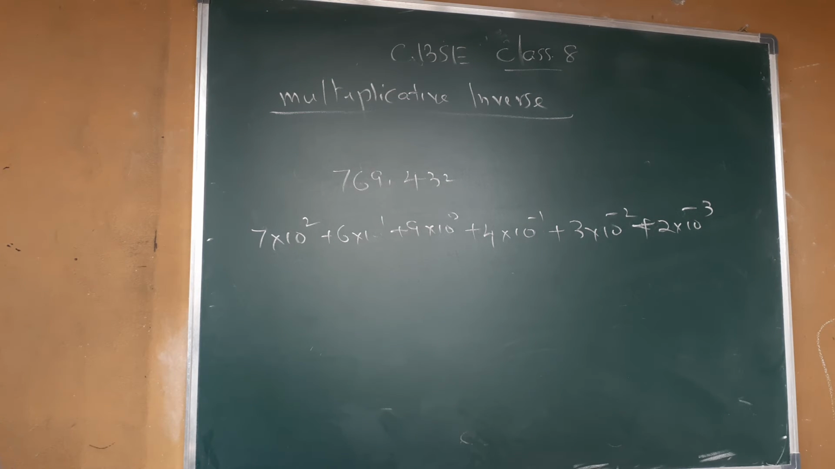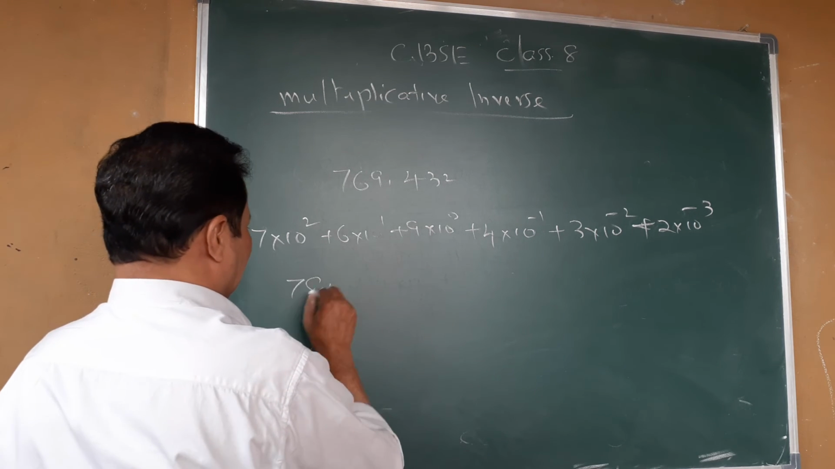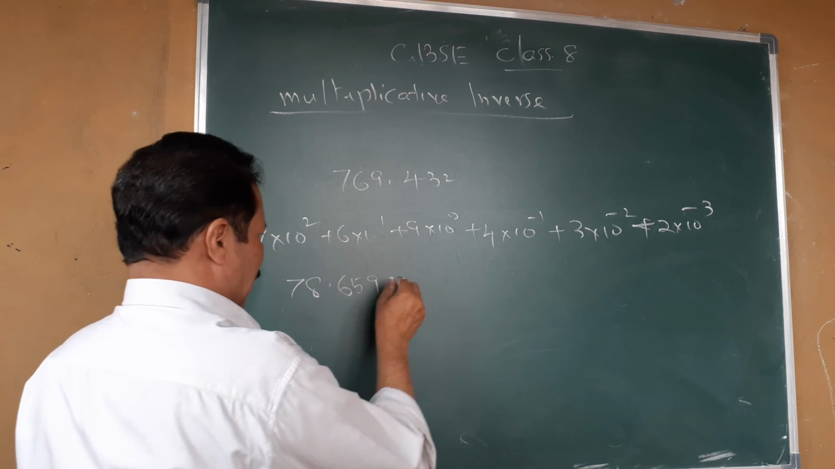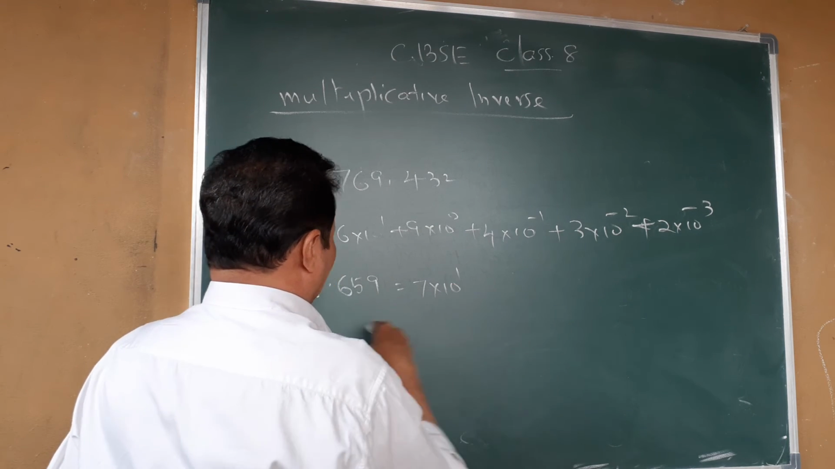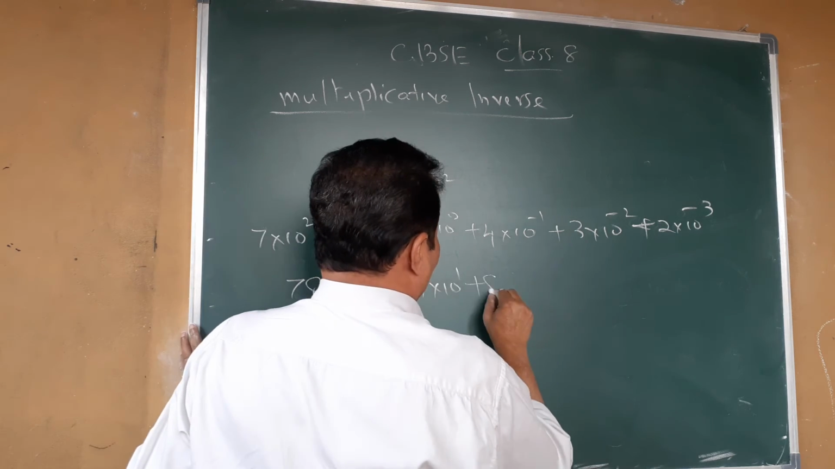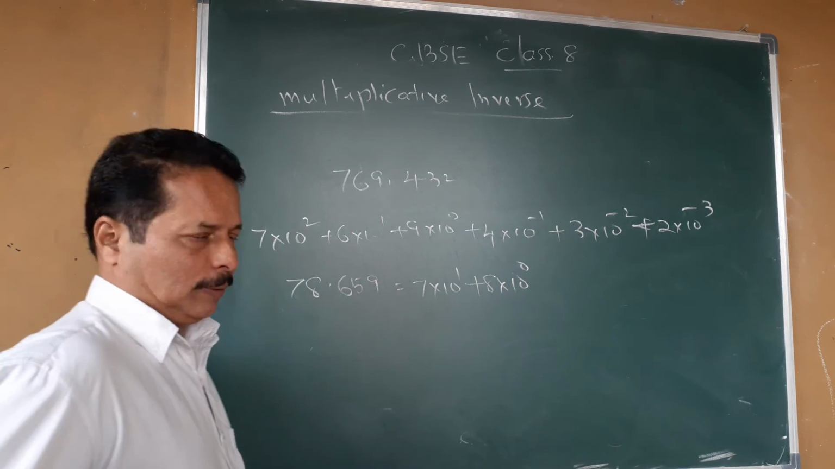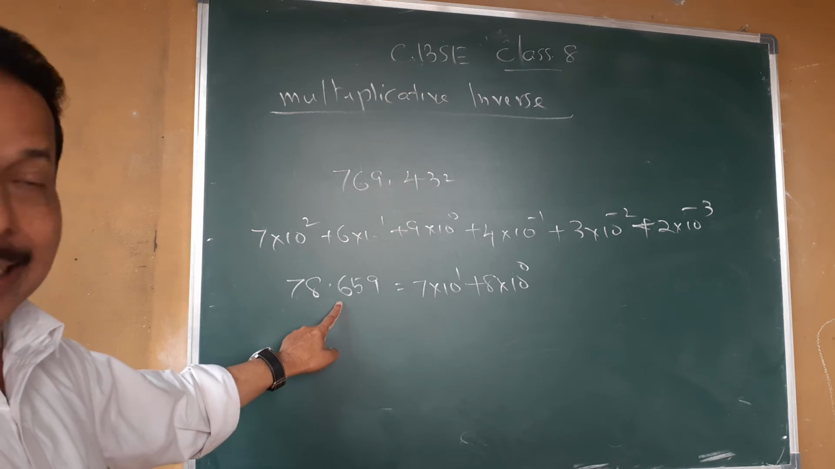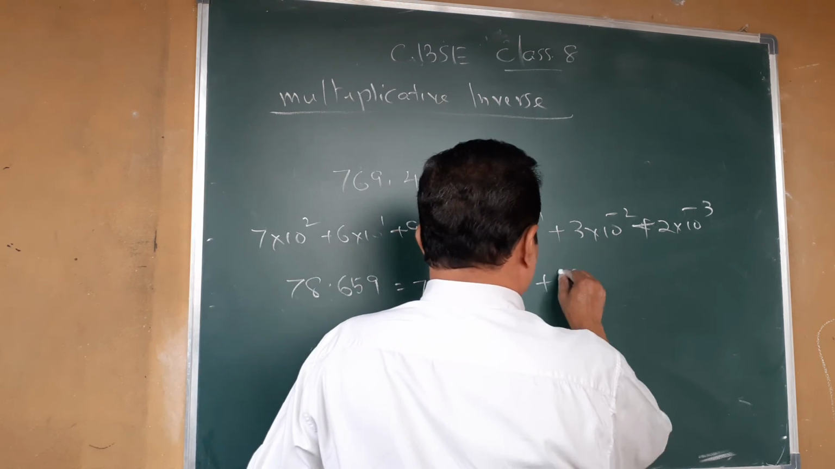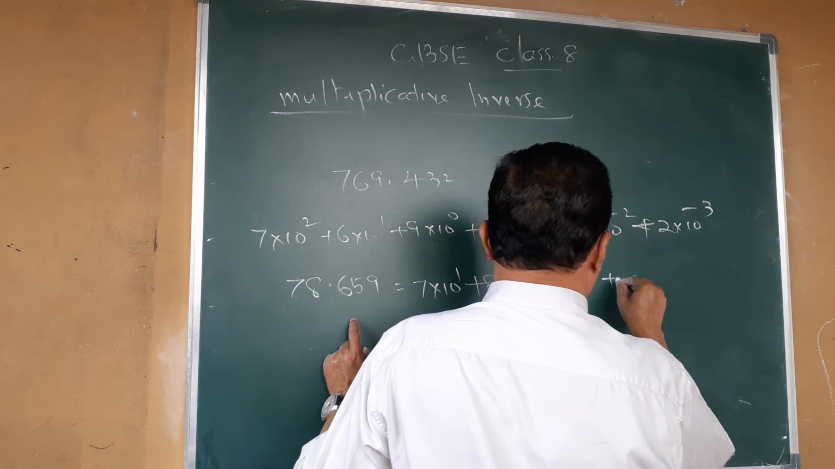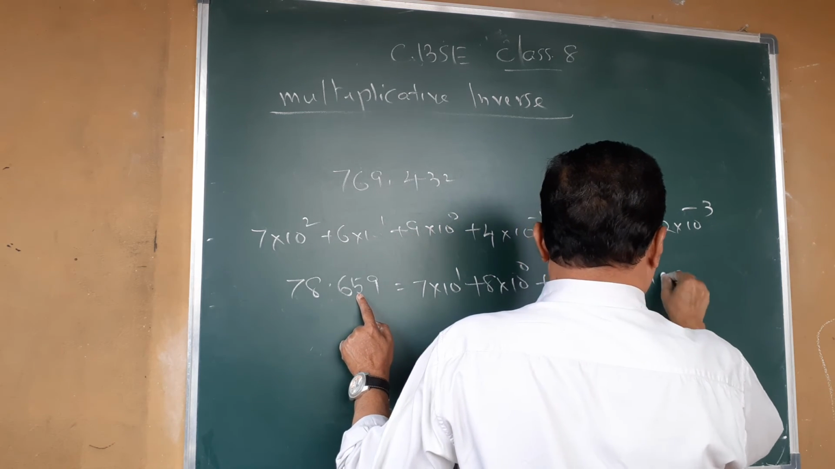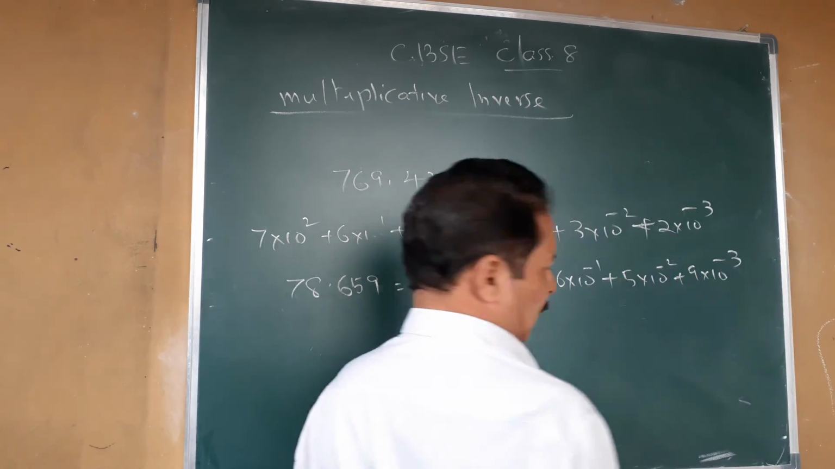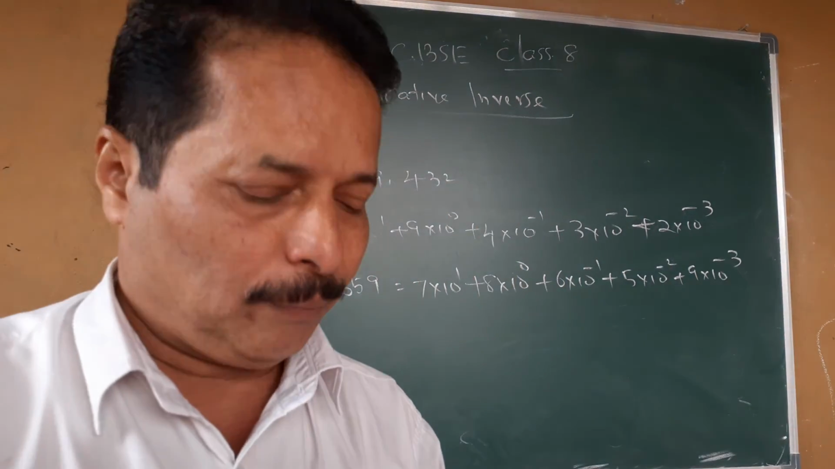If it is decimal, then the first decimal, second decimal, third decimal. Over. One more example. 78.659. There are 2 digits before the decimal, so 7 into 10 raised to 1 plus 8 into 10 raised to 0. That's over. Now 78 is over. This place is decimal. So 6 into 10 raised to minus 1, 5 into 10 raised to minus 2 and 9 into 10 raised to minus 3. Is it over?